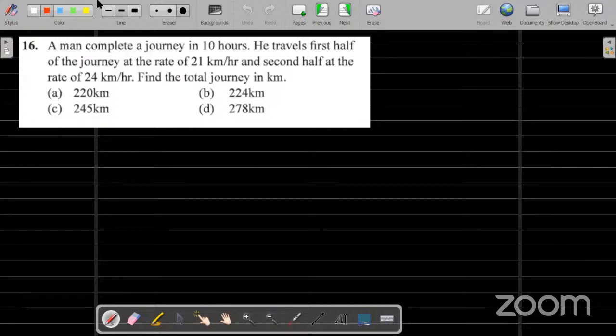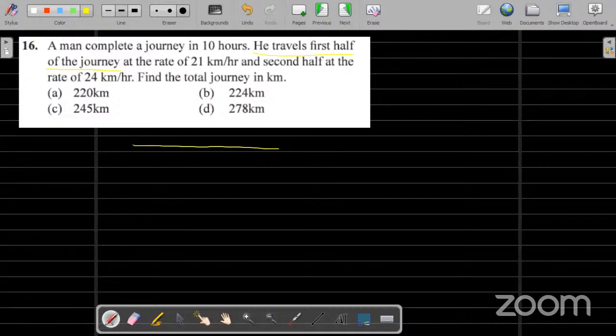Here, this question may confuse a few people. He travels the first half of the journey. What is the meaning of first half of the journey? First half of the time or first half of the distance? The first statement is a person can complete a journey in 10 hours, and he travels the first half of the journey. So first half of the journey here might be implying first half of the distance.